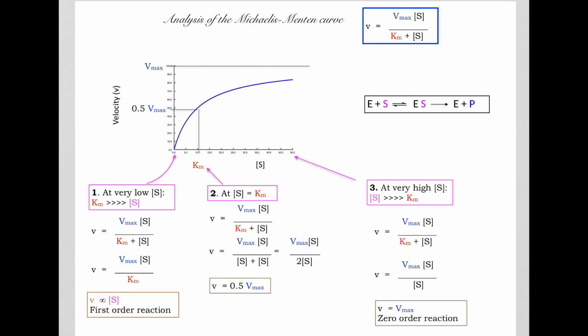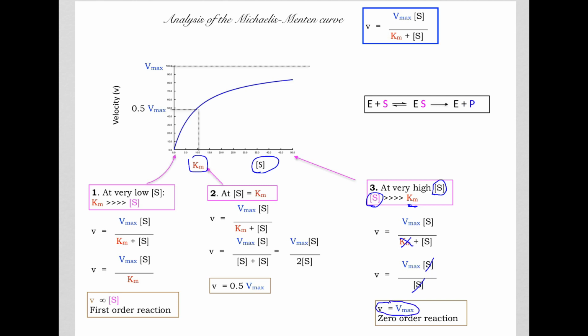Now let's look at the other extreme. What if the substrate concentration is very high? So substrate concentration is much higher than this Km value. So S is much, much greater than Km. So in this case, we can ignore Km. Okay, so V equals Vmax S over S, and that S and S will cancel. We get V equals Vmax.